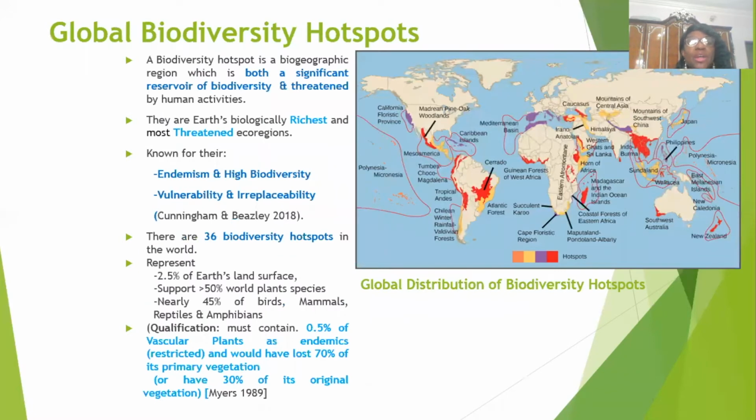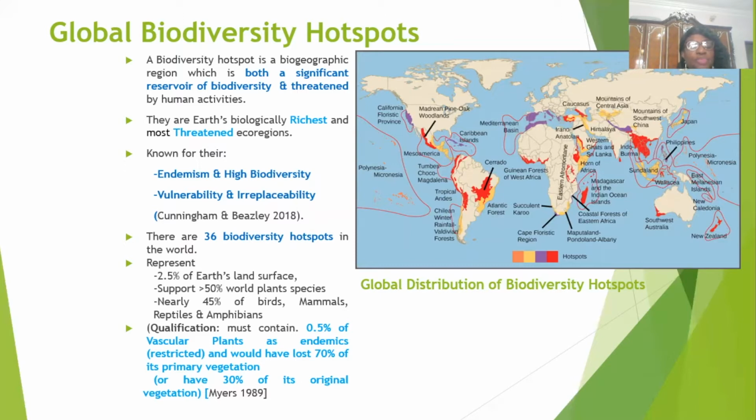Global biodiversity hotspot. A biodiversity hotspot is a biogeographic region which is both a significant reservoir of biodiversity and threatened by human activities. They are the Earth's biologically richest and most threatened ecoregions. They are known for their endemism, high biodiversity, vulnerability, and irreplaceability. There are 36 biodiversity hotspots in the world, and these represent 2.5% of the Earth's land surface, support more than 50% of world plant species, and nearly 45% of birds, mammals, reptiles, and amphibians.